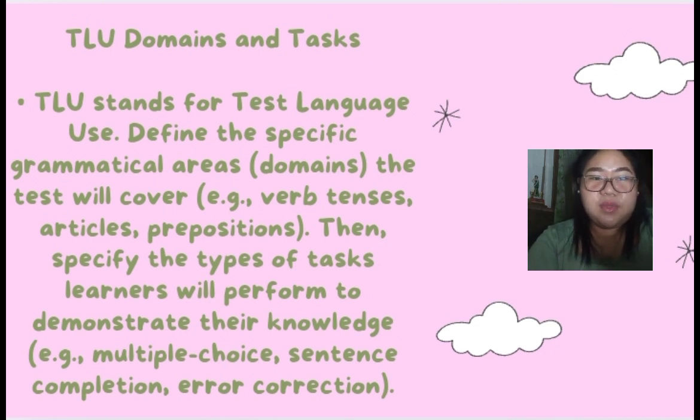Next, we choose the task. Will students answer multiple choice questions? Will they complete sentences, correct errors, write short paragraphs? The task must directly assess the grammatical points we've identified. The task types should also align with the overall purpose of the test. For example, if we're assessing writing proficiency, we'd include tasks requiring written responses.